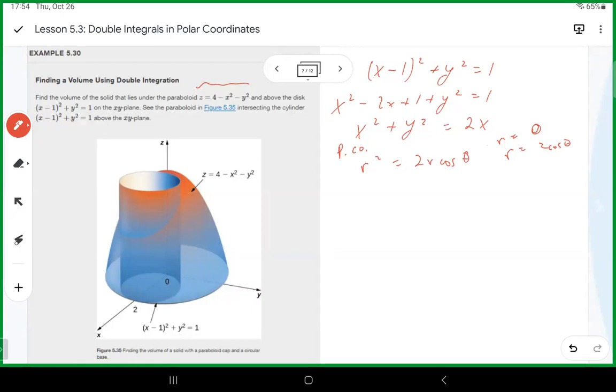Similarly, we're going to do the same thing to the paraboloid. What you're going to end up noticing is that z is going to equal 4 minus r squared. So you would be able to redefine that disk as the following. I'll put it kind of like this. So D is going to be r comma theta, and theta is going to be from 0 to pi.